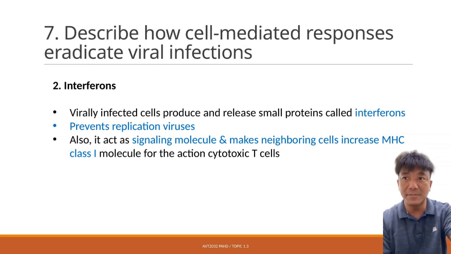Virally infected cells produce and release small proteins called interferons, which play a role in immune protection against viruses. Interferons prevent replication of viruses by directly interfering with their ability to replicate within an infected cell. They also act as signaling molecules that allow infected cells to warn nearby cells of a viral presence. This signal makes neighboring cells increase the numbers of MHC class I molecules upon their surfaces, so that T cells surveying the area can identify and eliminate the viral infection as described in the figure in the previous slide.